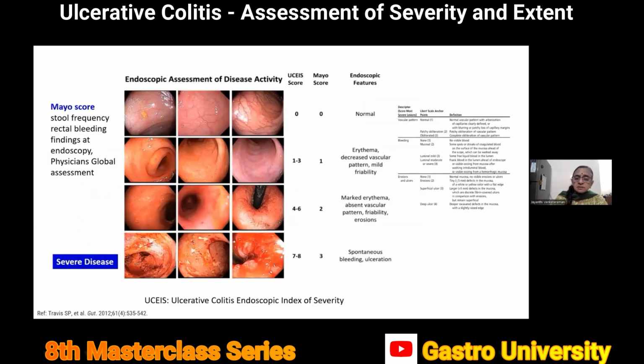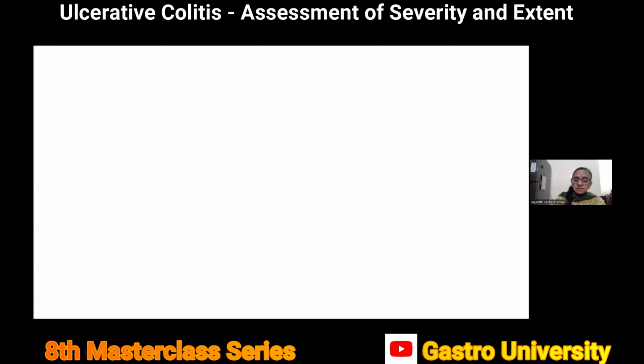So we have two scoring systems for endoscopic assessment. We have the UCEIS scoring and the Mayo score, and it is shown here. If the UCEIS score is 7 to 8, it is severe. For the Mayo, it is 3. So these are the simple endoscopic scoring systems. While reporting a colonoscopic report, we use this calculator and mention in the reporting system whether the patient has mild disease, moderate disease, or severe disease.